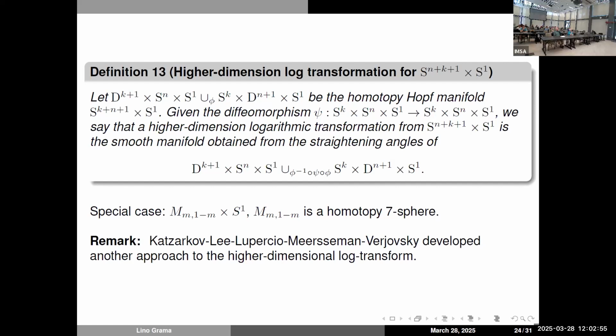Just to remark, there is a sequence of papers by several authors, hopefully all here at the conference. It's not the same paper, but there are a lot of papers. They developed another approach, Katzarkov, Lee, Lopez, Mathrm, and Berkowski. They developed a different approach to the high-dimensional log transform, and this is the to-do list to make the two definitions compatible. Okay, but this is on the way.